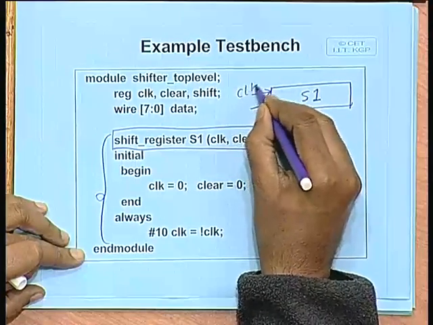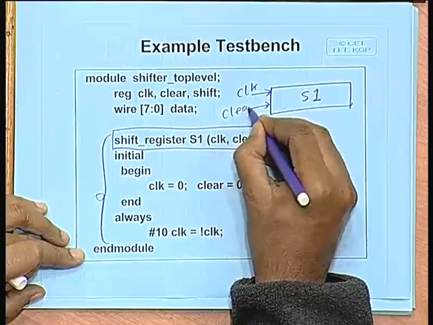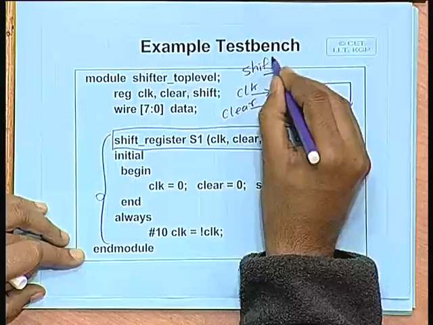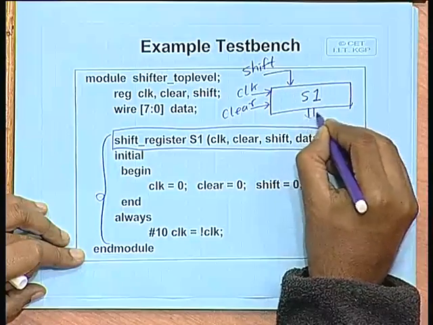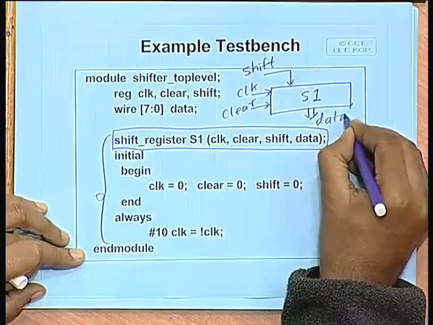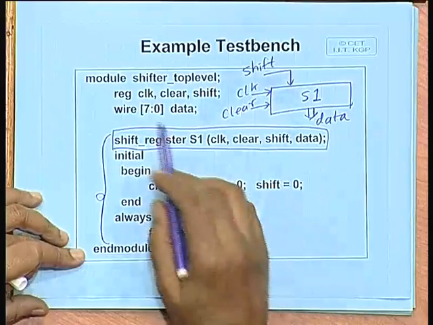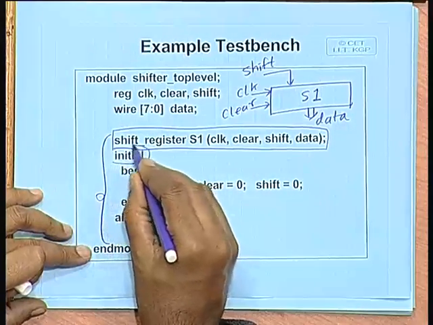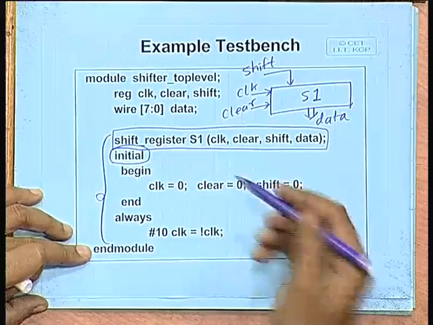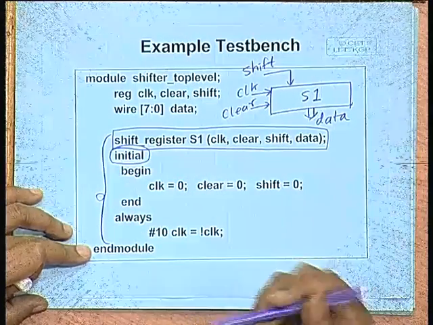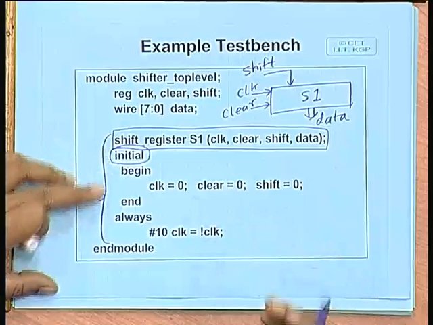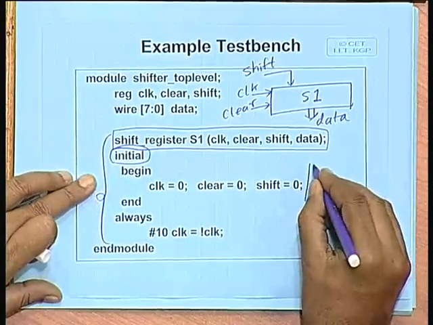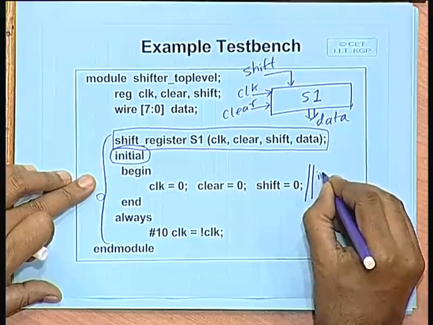So clock is there, clear is there, shift is there, and data is the value which is coming out. These are the input and output signals. Data is 8 bits. Now you see there is an initial statement here. Initial statement means that this is a test bench. Now, initially you see what we are doing here. First we are initializing something. This part, the first part of the initial block, is initialization.